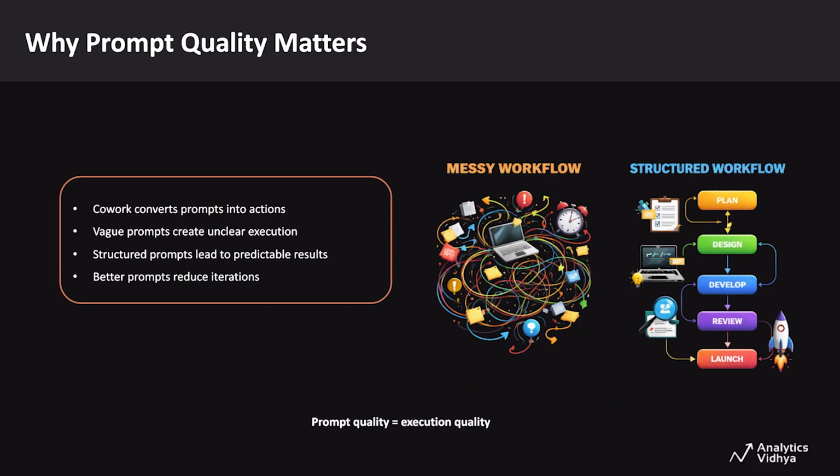So, why does prompt quality matter? Well, Co-work turns your prompts into actions. If your prompt is vague, it leads to unclear or inconsistent execution. However, when you create a structured prompt, you get predictable results. Better prompts is equal to fewer iterations. Simply put, prompt quality is equal to execution quality. A well-designed prompt is the foundation for effective task execution, and the clearer the instructions, the better the result.